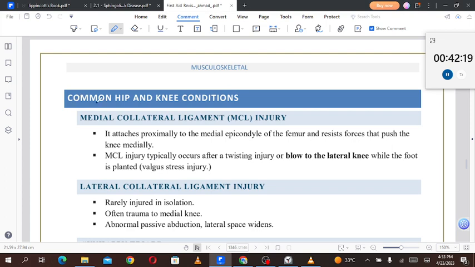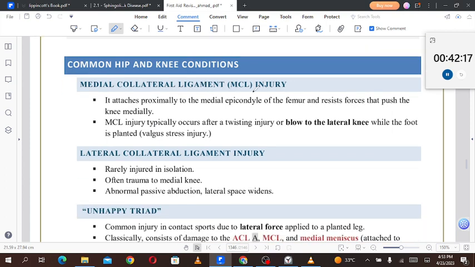Now, common hip and knee conditions. Medial collateral ligament injury. The medial collateral ligament attaches proximally to the medial epicondyle of the femur and resists the force that pushes the knee medially. If the knee is being pushed medially, that is knock knee, so the leg will be pushed laterally, right? Medial collateral ligament injury typically occurs after a twisting injury or a blow to the lateral knee while the foot is planted.